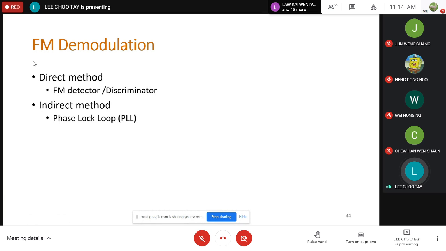For today's session, I'm going to finish off this chapter on frequency modulation techniques by going through the demodulation process. As far as FM demodulation is concerned, there are two methods that are commonly used. The first one is the direct method, in which we make use of an FM detector or discriminator. In the indirect method, we make use of a phase lock loop.